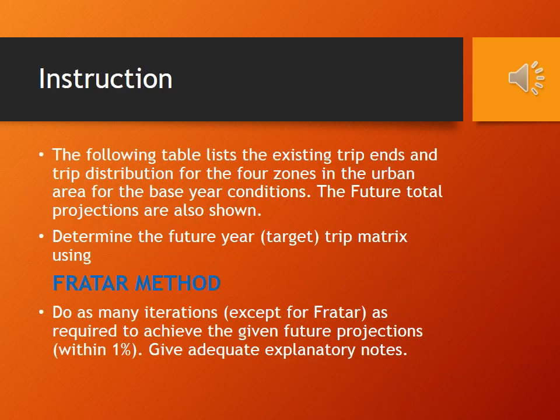In this example, as previously, we're using the same example, except now we're doing the Fratar Method, and the objective of the Fratar Method is to determine a matrix that will fit our future trip totals. In this example, we can only really do one iteration, as you will become knowledgeable from experience.